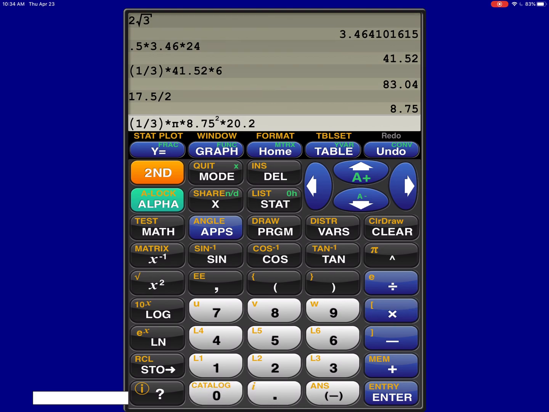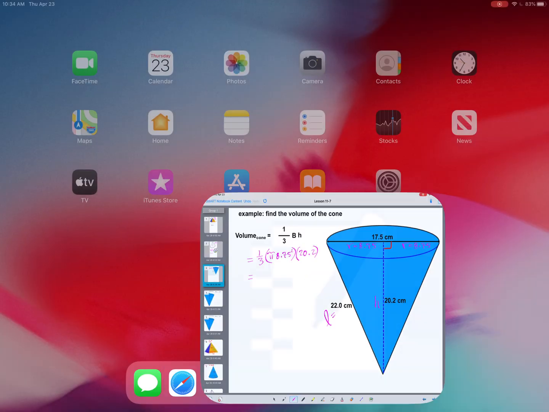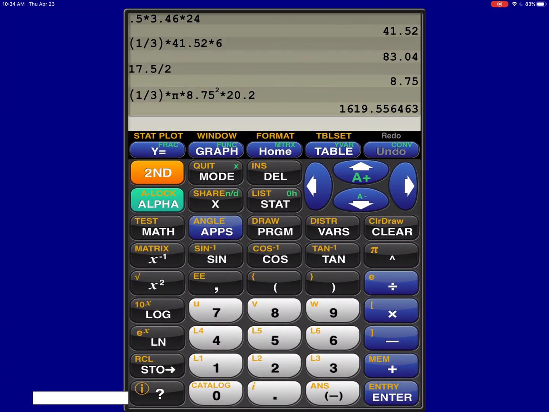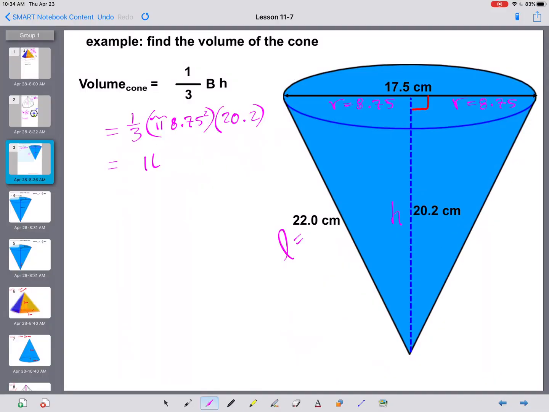Let's go double check it. Okay, 1/3, good. Yeah, that's it. There it is. 1/3 base area times the height right down the middle. Here's our volume. Wow, 1619 and a little extra. 1619 and a little extra volume of the cone.